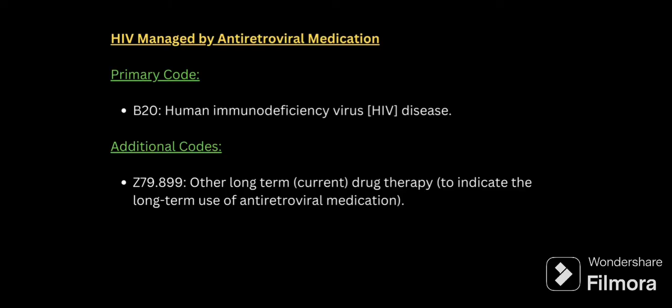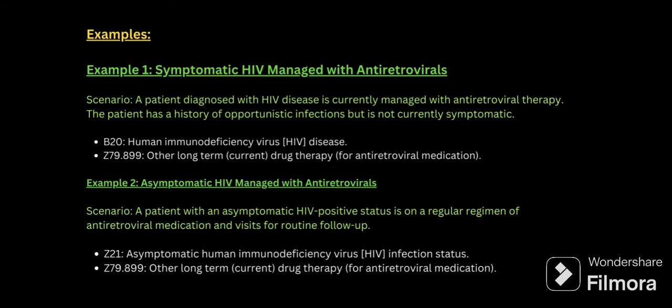Next one, HIV infection managed by antiretroviral medication. Antiretroviral medication is a drug therapy which is given for HIV patients. In this case, first we should code for HIV. Second, you should code for long-term therapy for this antiretroviral medication, that is Z79.899. So that's all about HIV infection.